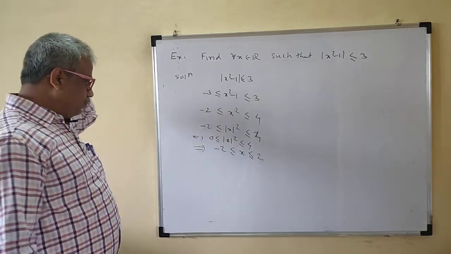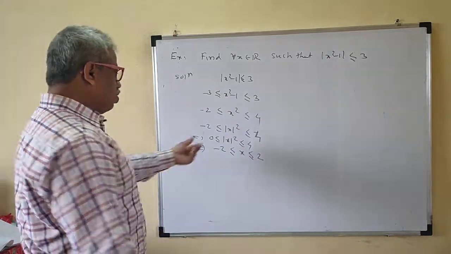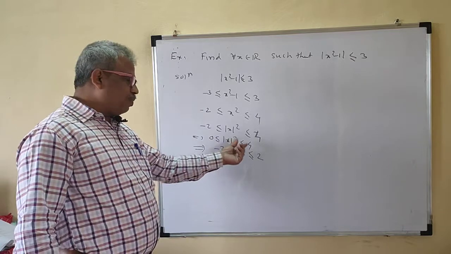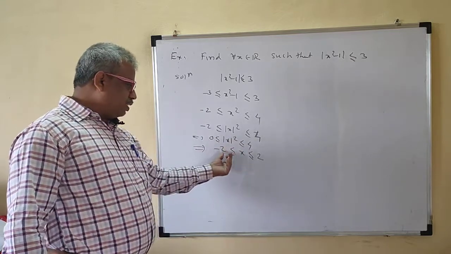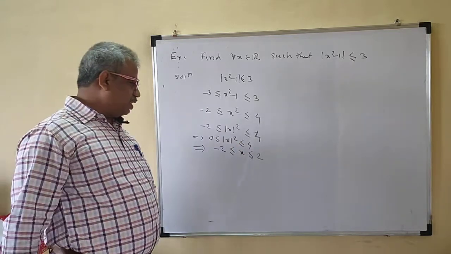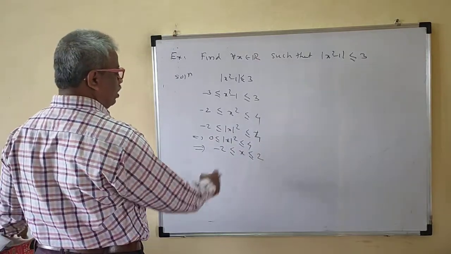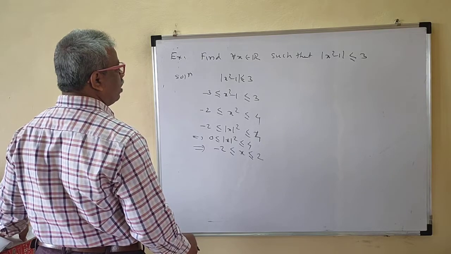Minus 2 is less than 0. Okay, no problem for this one. It is already greater than minus 2. So what you only have is mod of x square less than 4. So x lies between minus 2 and 4, x square is less than 4. So this is your required answer. So your x lies between minus 2.